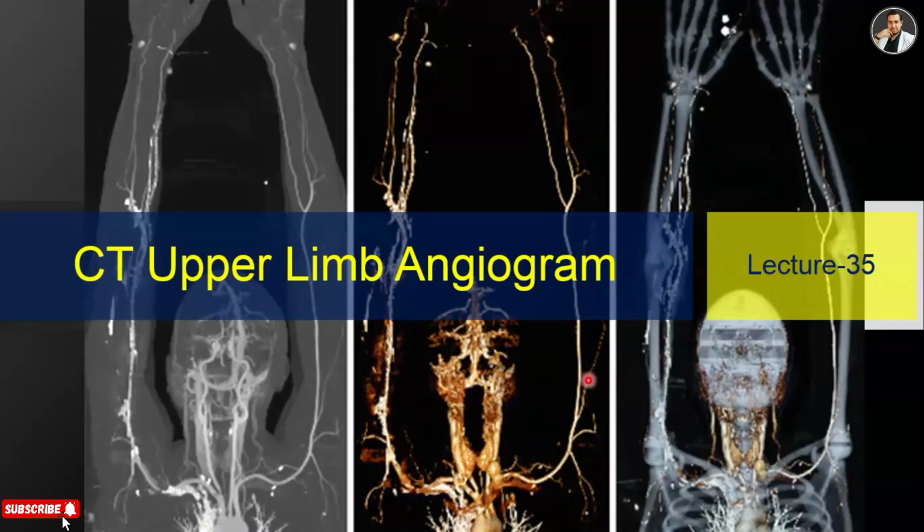The first image is the MIP image. The only thing that can be seen in this image is the vessels, not the bones. The arteries will be white and the muscles will be gray.